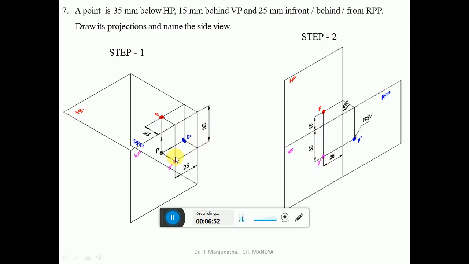The distance which is behind VP, which is seen in HP, when it is rotated by 90 degrees, this line will be in line with this vertical line, so that is going to become vertical here. So the distance behind VP, which is 15 mm, is seen in the horizontal plane. The horizontal plane is above the vertical plane, so we measure the distance from here to here and mark this point as P.